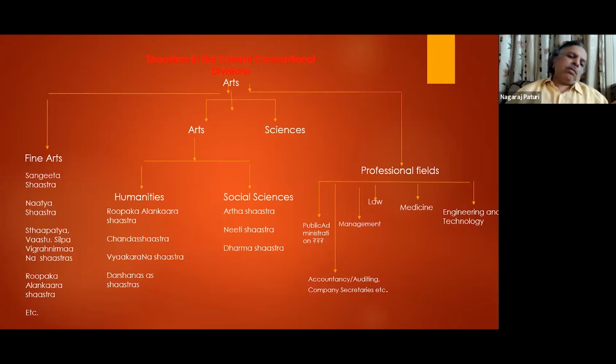And in the fields that are called humanities, for example, study of literature, if you come to this column under humanities, apart from Rupaka Shastra and Alankara Shastra, you have Chandas Shastra, an entire Shastra for studying the meters in which poems are composed, and you have Vyakarana Shastra, which is a Shastra for grammar, for the analysis of a language.